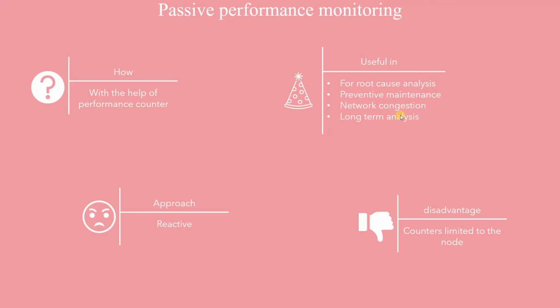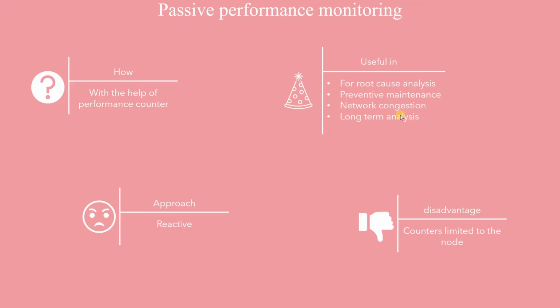And what is the disadvantage? As we already said, the calamity has already happened. It happened, and then we started investigating it. The second one is that counters are limited to the node. There is no counter which can capture the performance from the core network to the site, and all the counters are dependent on the particular equipment.